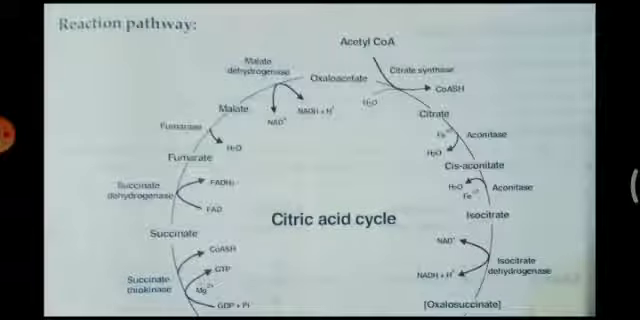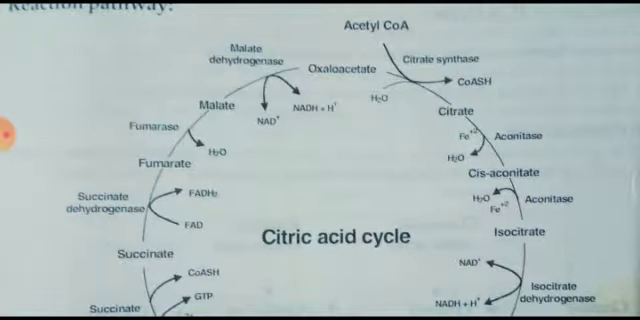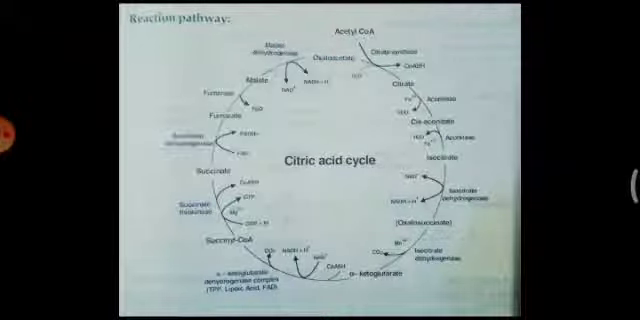And then succinate is converted to fumarate. In the presence of the enzyme succinate dehydrogenase, FAD is converted to FADH2. Fumarate is converted to malate in the presence of the enzyme fumarase and water. Malate is converted to the starting compound oxaloacetate, and NAD is converted to NADH2 in the presence of the enzyme malate dehydrogenase. This is the rapid way of presentation. Let us see it in a slow manner, one by one, step by step.